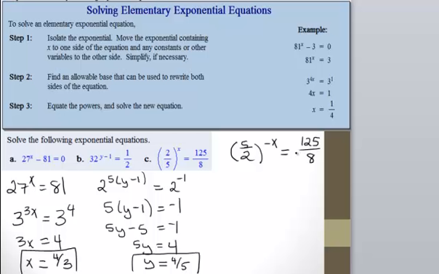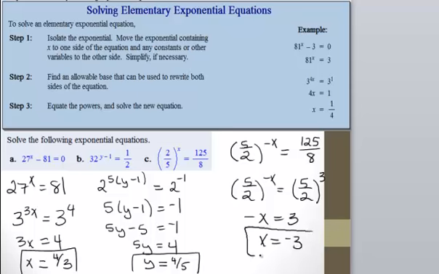Can I raise 5 and 2 to some power to get 125/8? I believe so. 5/2 to the negative x is equal to 5/2 cubed. So that means negative x equals 3, which means x equals negative 3.